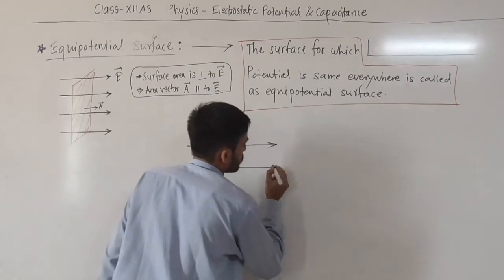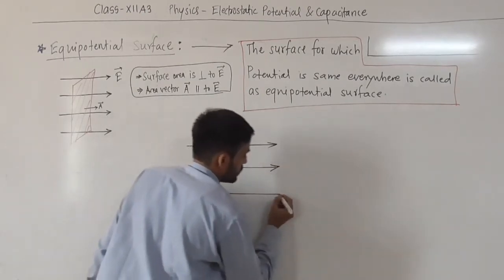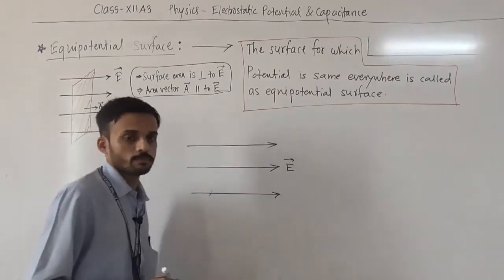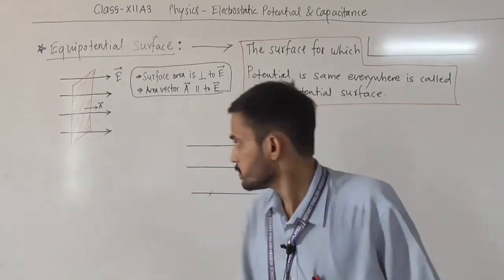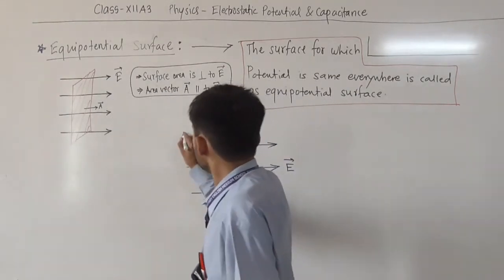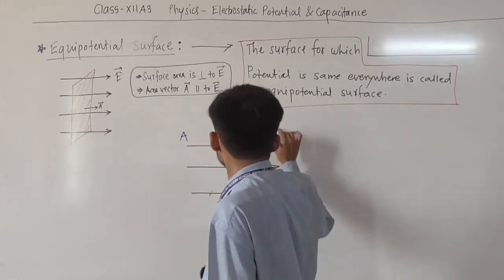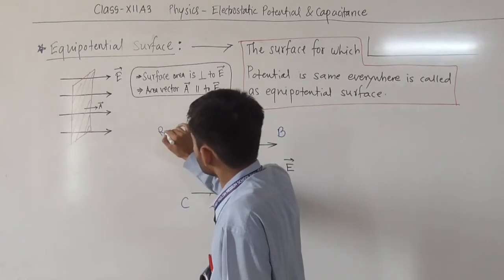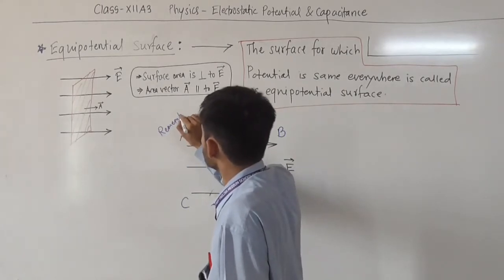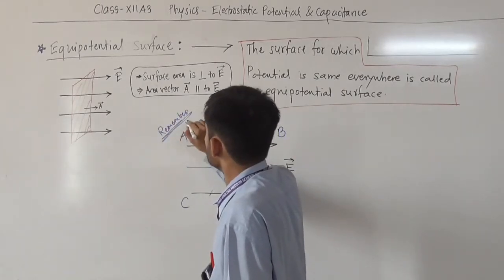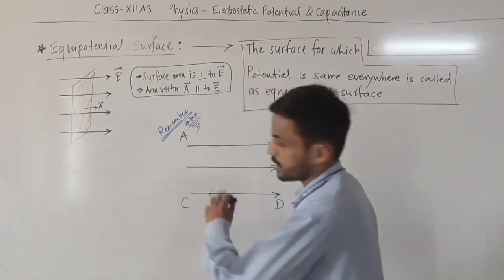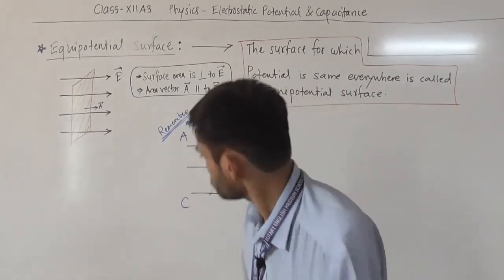Let me draw 3 parallel lines. Those are lines of electric field. See properly, A B C D. You have to remember this, write it down on the side. This you have to remember every time. Very important details.